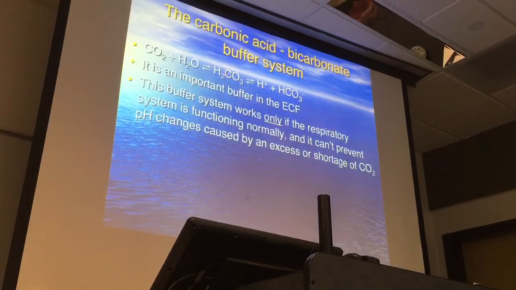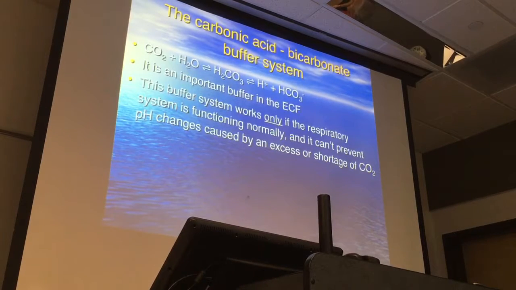Okay, let's look at the 3 buffer systems in our body. The first one is the one we just looked at, the carbonic acid bicarbonate buffer system. This is a weak acid, partially dissociated. This is a weak base. Now, that is formed by, of course, carbon dioxide and water. And we have a lot of this in our bloodstream. Why? Because we have dissolved carbon dioxide in our bloodstream, right? So in the bloodstream, we have carbon dioxide dissolved, so we have this and this in equilibrium.